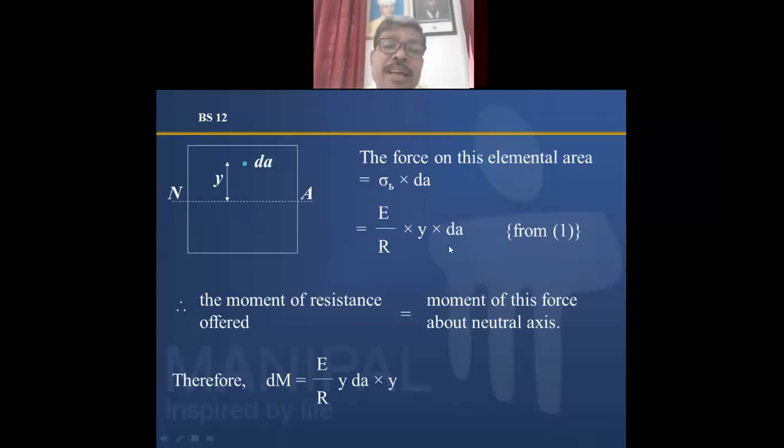What do I have to multiply? Moment means force times perpendicular distance. So I am multiplying by Y again. dM is the moment of resistance, which is equal to E by R into Y into dA, again multiplied by Y. Okay, E by R into Y dA into Y.